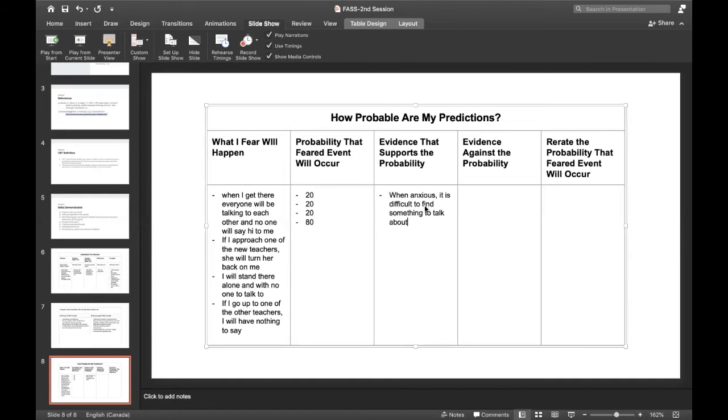Can you think of anything that would dispute why you think that you'll have nothing to say that I can add to the evidence against this probability? I guess that it's such a small group, the principal would make sure that everyone was talking to someone.